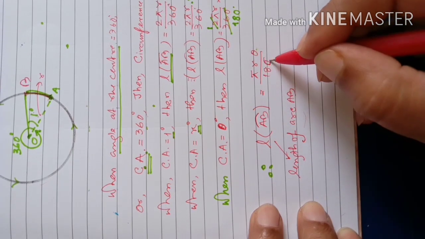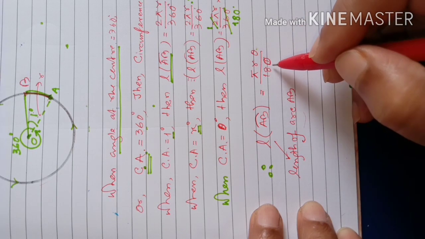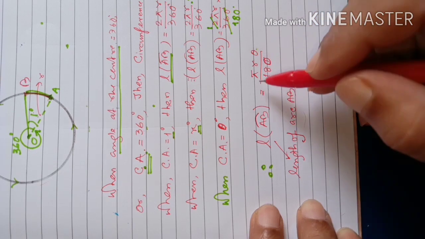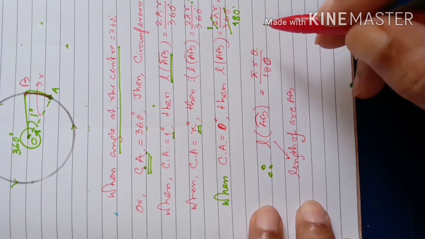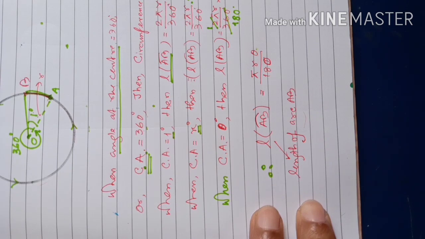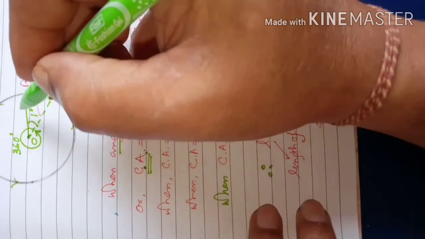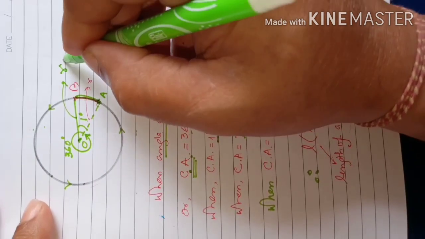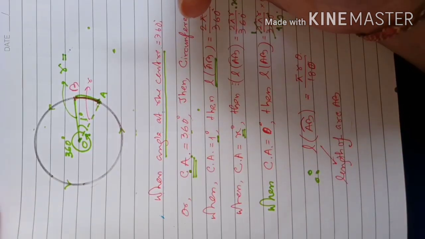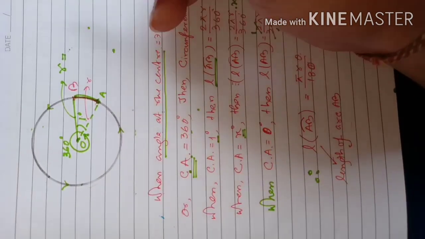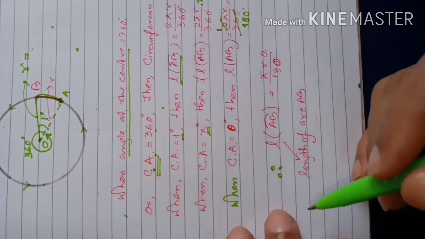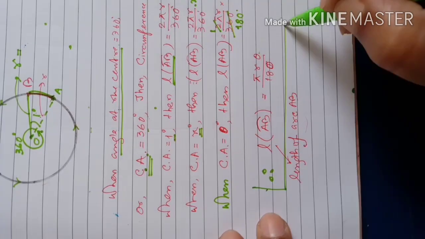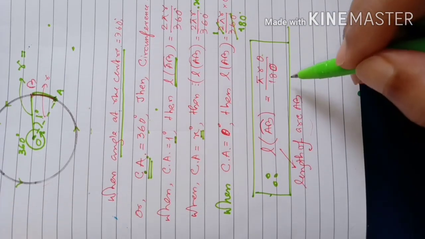180, no need of putting degree, because theta also will be in degree, this will be also in degree, cancel. So no degree unit will not be there. It will be only in centimeter or meter or some unit like that. Unit of length you will get, because radius is involved. Radius will be given in some unit like centimeter or meter or kilometer. So that's why you will not have to write this degree here. So dear students, we got the formula for finding the length of an arc.